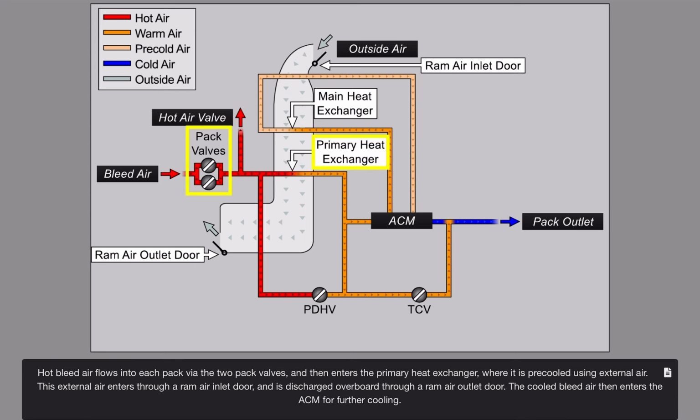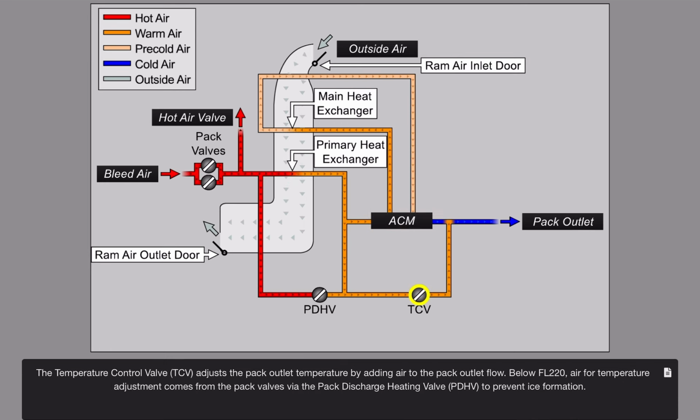Hot bleed air flows into each pack via the two pack valves and then enters the primary heat exchanger where it is pre-cooled using external air. This external air enters through a ram air inlet door and is discharged overboard through a ram air outlet door. The cooled bleed air then enters the ACM for further cooling.